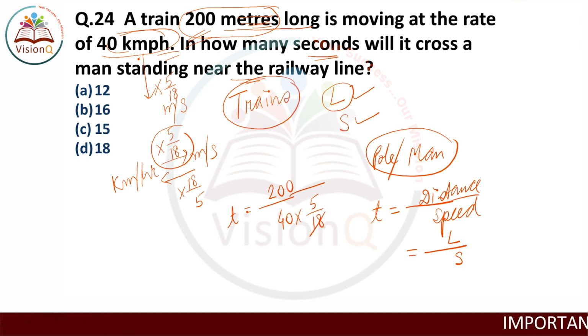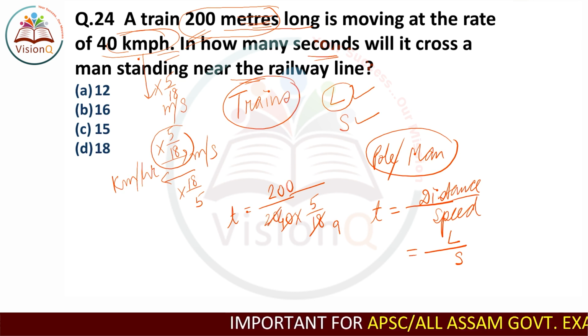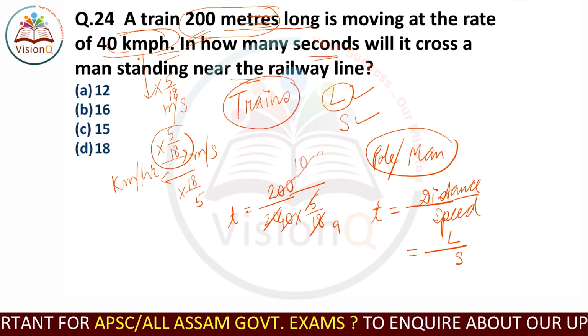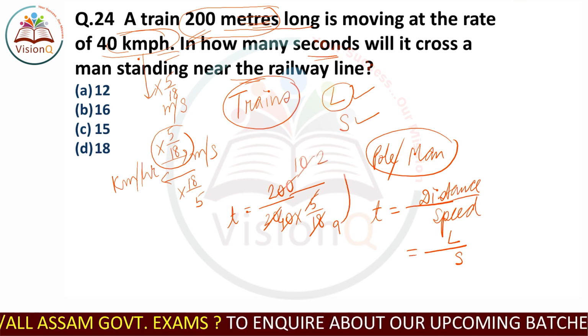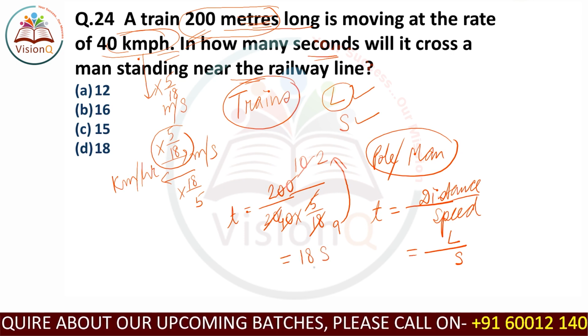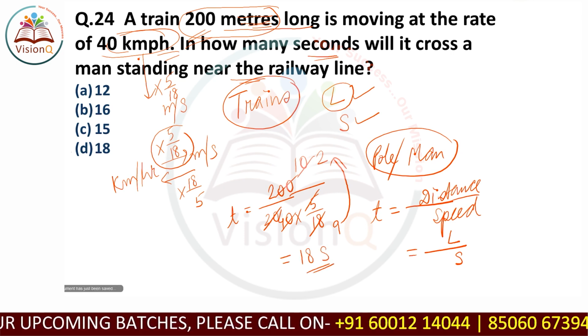2 9s are 18, 2 20s are 40, then 20 10s are 200, then 5 2s are 10. This 9 will go above and gets multiplied by 2. So 9 into 2 will be 18 seconds. The answer will be option number D, 18 seconds.